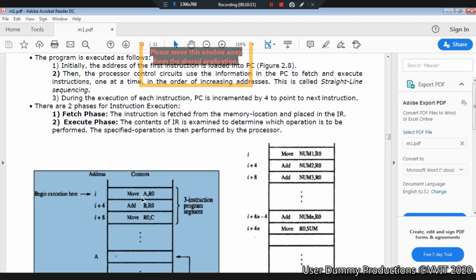So there are two phases of instruction execution: the fetch phase and the execution phase. Fetch phase is where the instruction is fetched from the memory and placed in the IR. In the execution phase, the content of the IR is decoded to check which instruction it is. What are the two phases of instruction execution? Fetch phase, execute phase. What is meant by fetch phase?